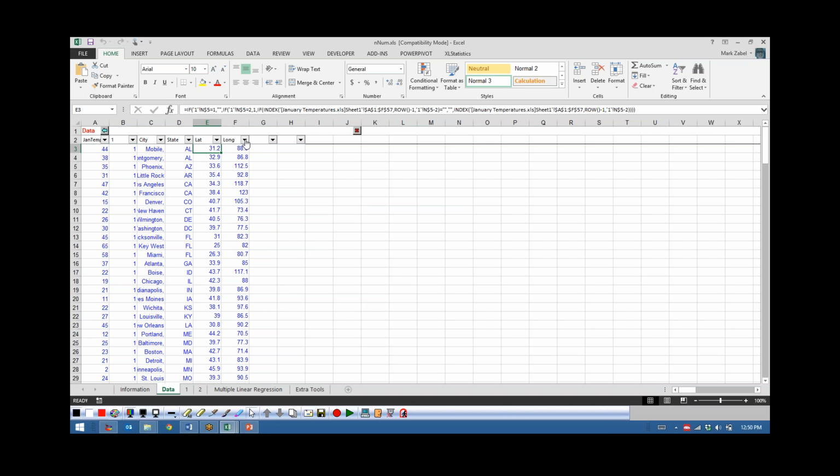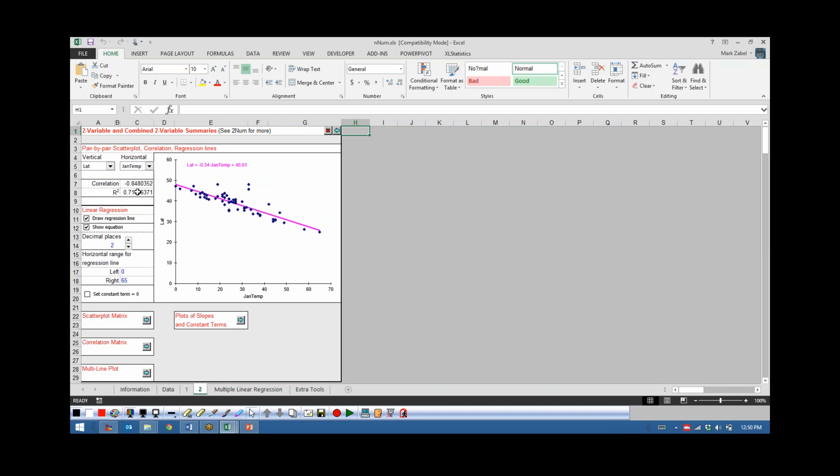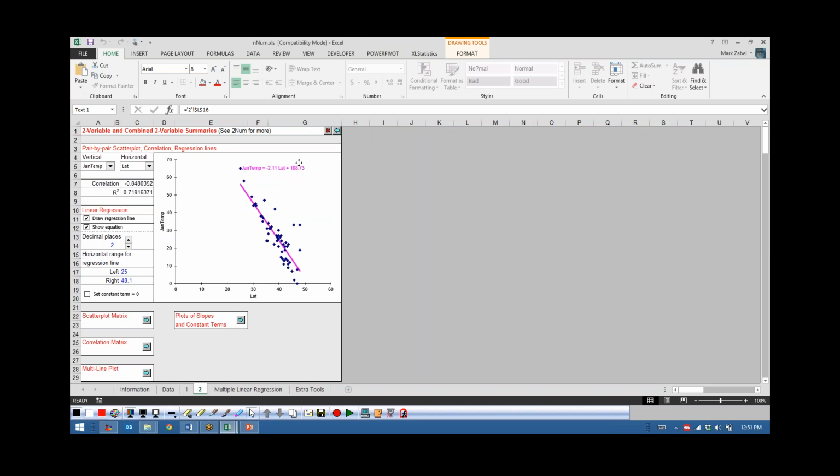Let's just start out by looking at them. So here's the scatter plot. Whoops, I want January temperature versus latitude. So what would you say about this one? Pretty strong or pretty weak or what? How would you explain this particular scatter plot? Strong negative correlation? I agree. I think that's a very strong negative correlation.